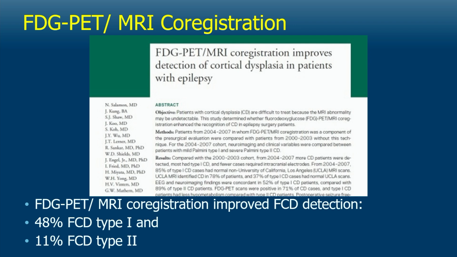Dr. Salomon and colleagues have shown that when they combine the PET with MRI scans, they can improve the detection of focal cortical dysplasia, because knowing where the PET abnormality is, they can then go back and re-review the MRI to see whether there is a lesion.